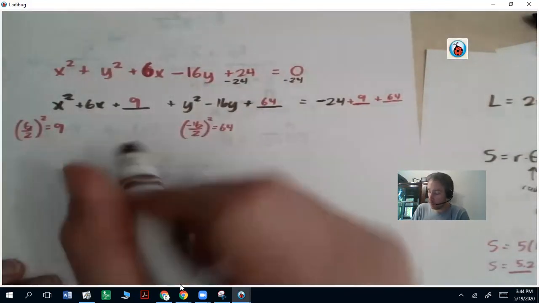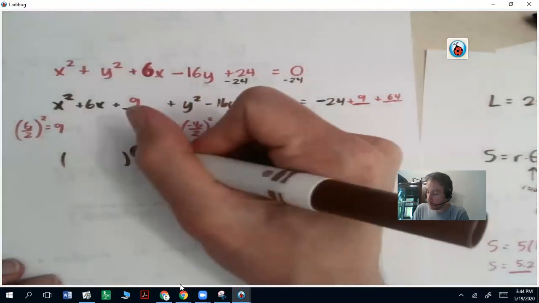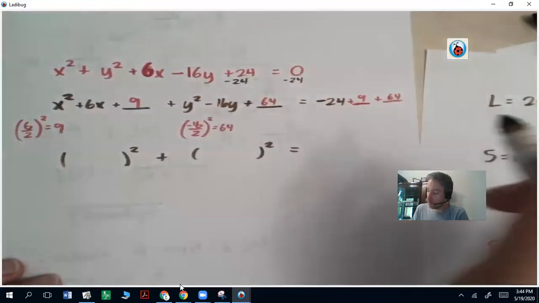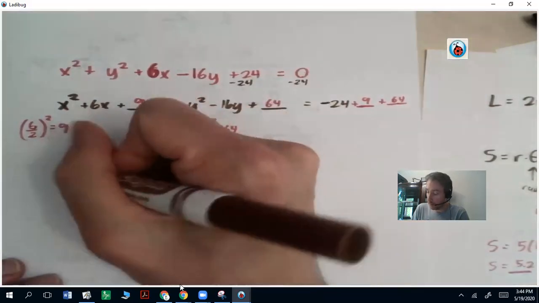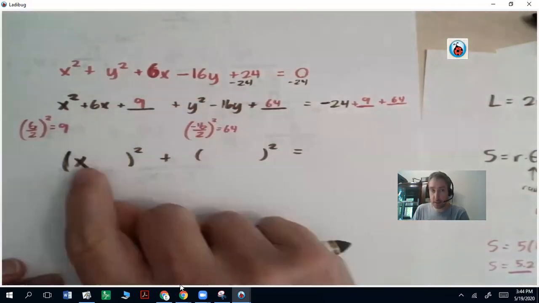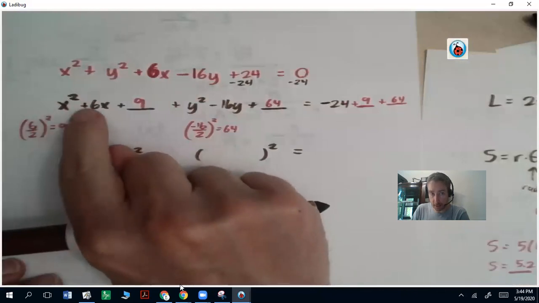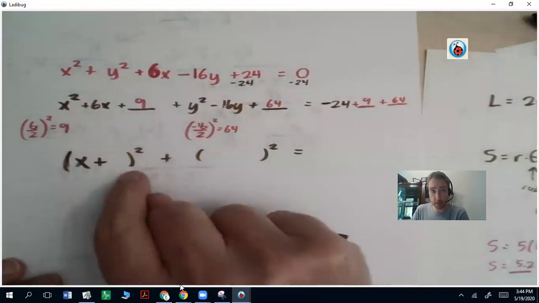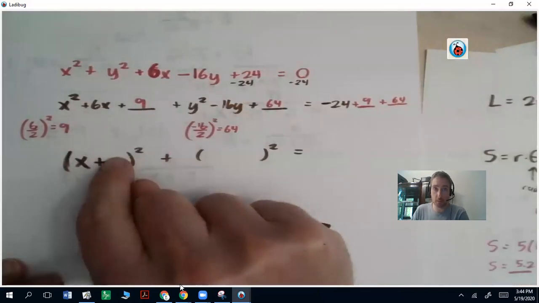Your simplified expression will be in the parentheses x, take this sign. The number that you put here is half of 6 or the square root of 9, which is 3 in either case.